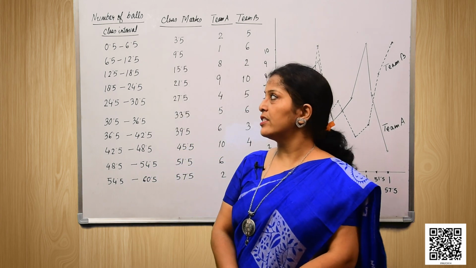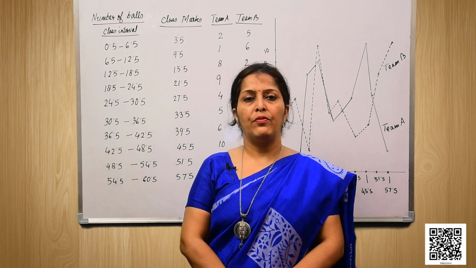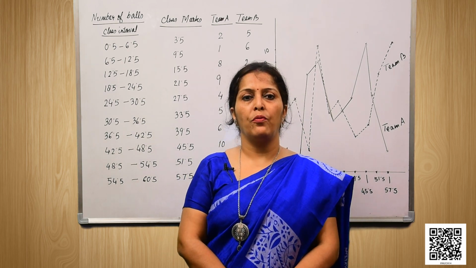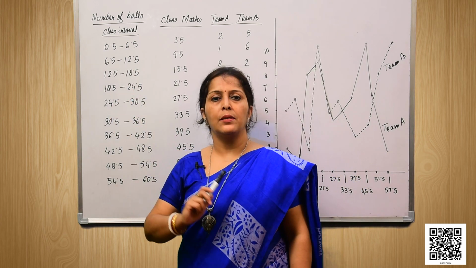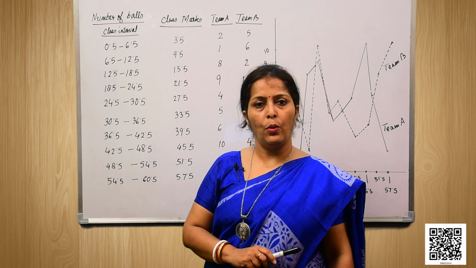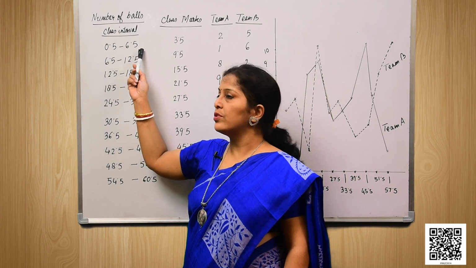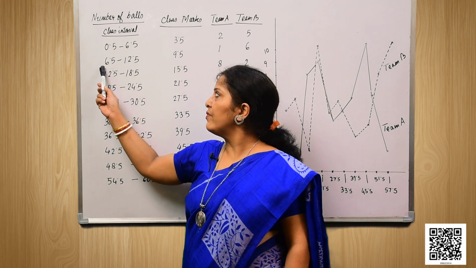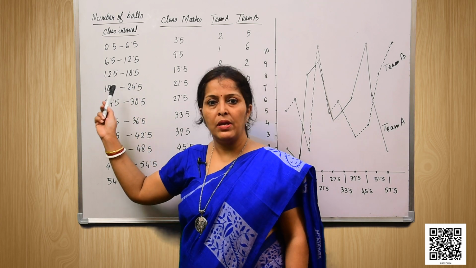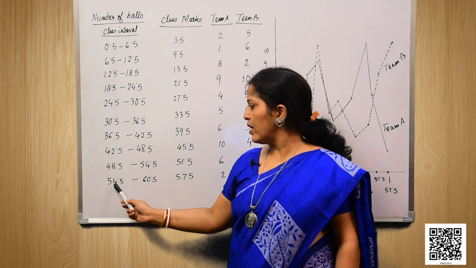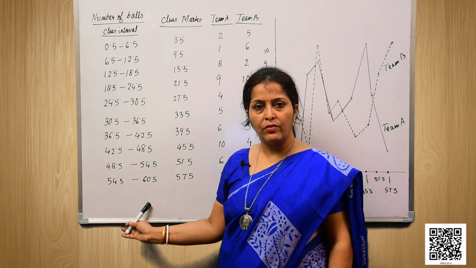So the new class interval is made in such a way that the gap between 6 and 7 is 1. So we add 0.5 on the upper limit and subtract 0.5 from the lower limit. So now the new class interval is 0.5 to 6.5, then 6.5 to 12.5, then 12.5 to 18.5 and so on, and the last one is 54.5 to 60.5.